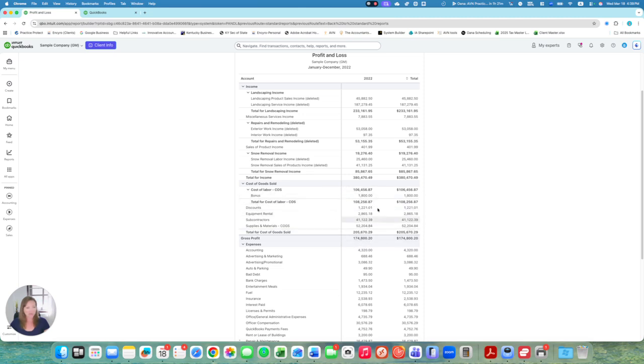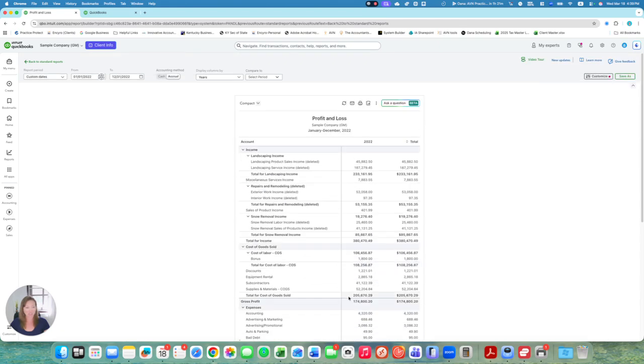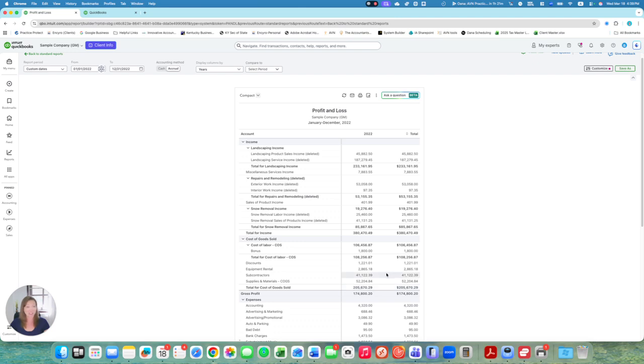So the gross profit is after direct costs of providing your services. How much is left over? This is really important because this needs to cover all the overhead. You usually want it to be maybe 50% or higher, 60, 65, 70%, depending on your industry.